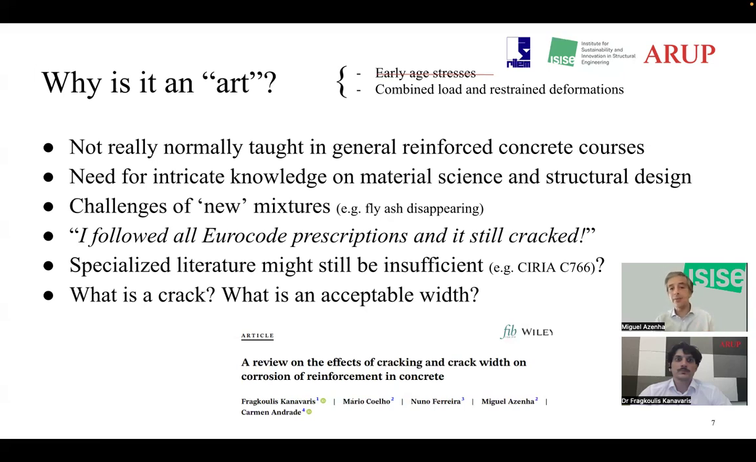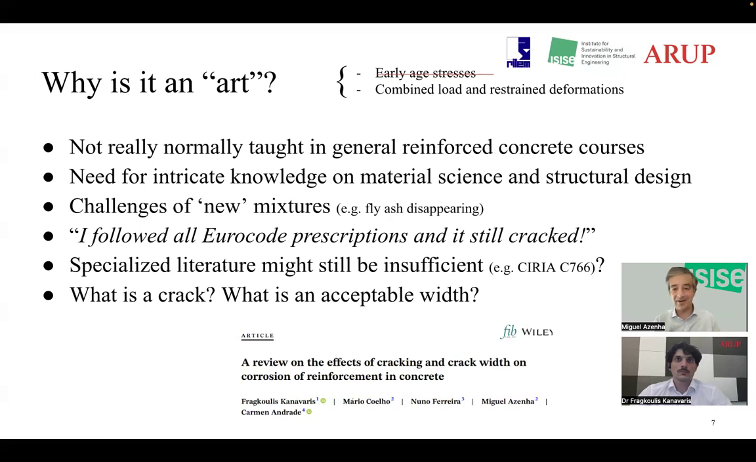Why? And the reason is simple. The regulations are oversimplified for the complexity of the situation. And even if we look at specialized literature like Syria C766, which is an amazing report, it might still lack the necessary generality to be applied to all situations, because good judgment is fundamental to every single situation of this kind.